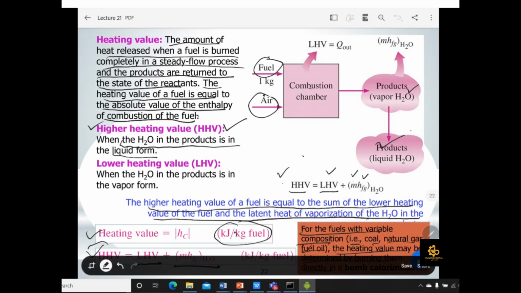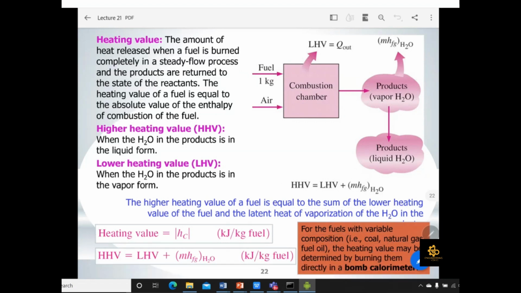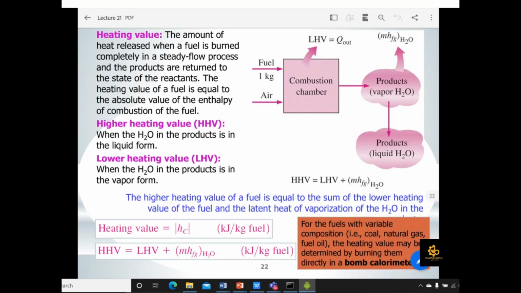So this is the experimental way to find the heating value for this type of fuel. I know this is a very theoretical topic, so it is a more boring type of lecture. But you have to go through all these terms by yourself after this lecture, so that you will get some understanding of it.